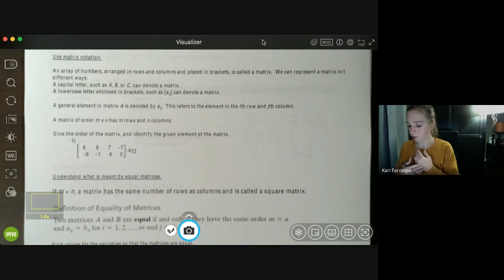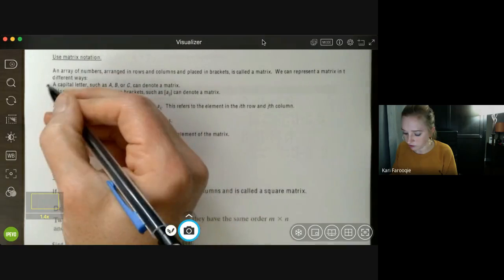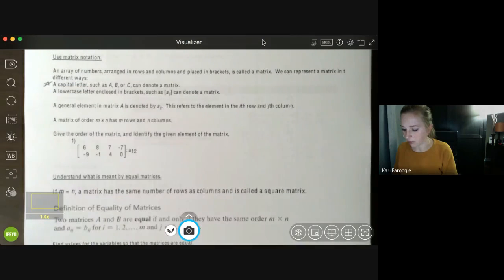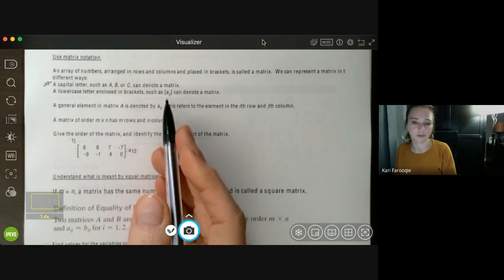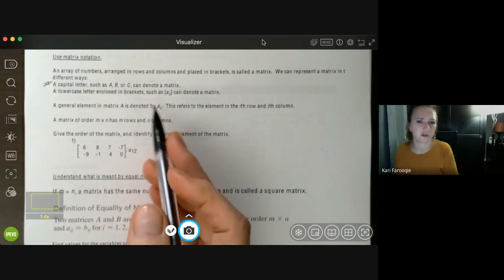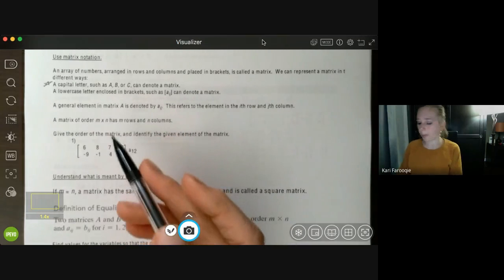I think my two got cut off. A capital letter, such as A, B, or C, can denote a matrix. We're going to be using that a lot. This is pretty much always the way that you're going to see it. A lowercase letter enclosed in brackets can also denote a matrix. You might see that here and there, mostly just in this particular section.